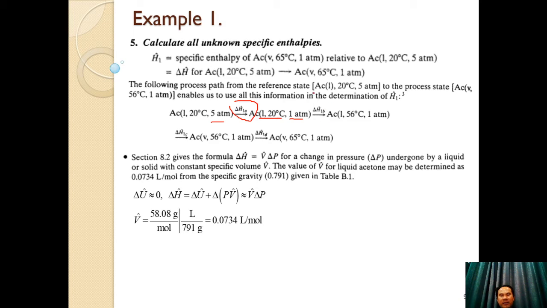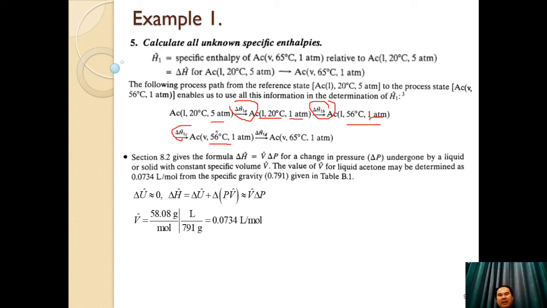And then you change the temperature from 20 degrees Celsius to 56 degrees Celsius at 1 atm. Because we know the boiling point of acetone at 1 atm is 56 Celsius, this is the normal boiling point of acetone. We have to change the temperature from 20 to 56 first, and then the phase change at constant temperature and constant pressure. Delta S1B is the change of temperature at constant pressure, and delta S1C is the phase change at constant pressure and temperature.